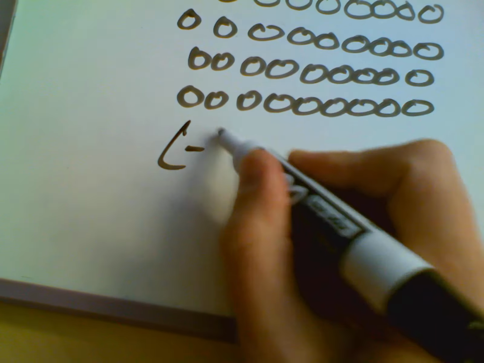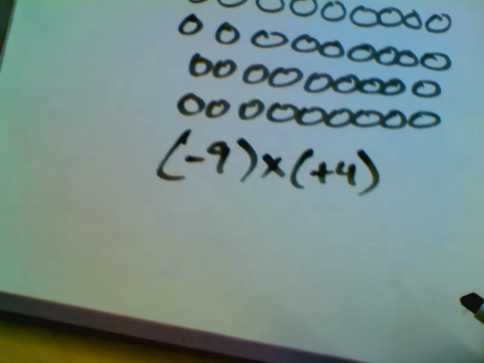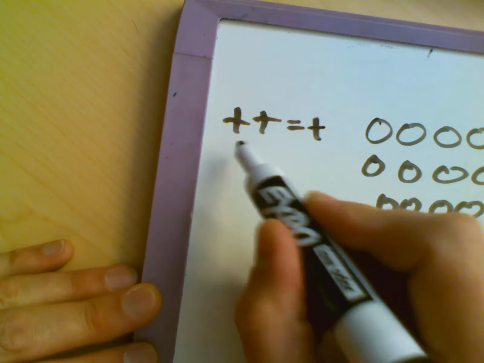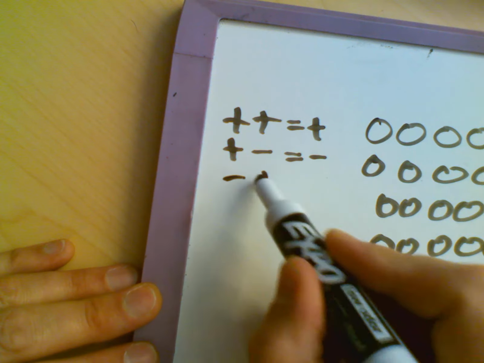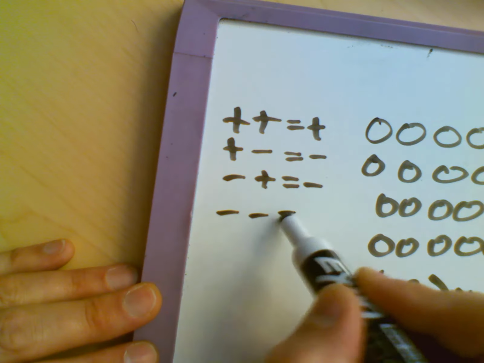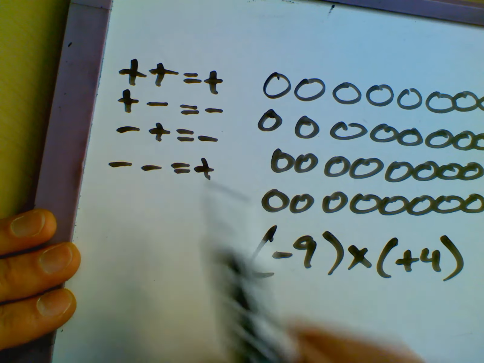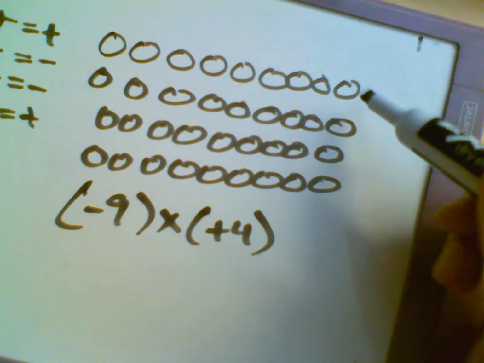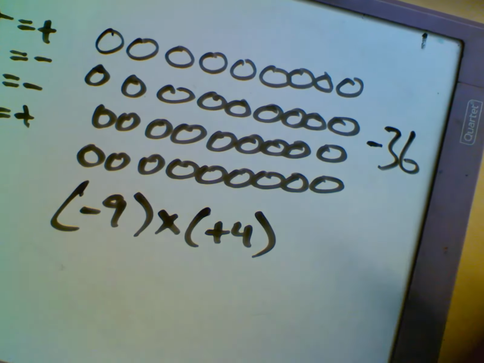Now if I do this symbolically, I have -9 times +4. One of the main rules that we always have to remember is a positive times a positive equals a positive. A positive times a negative equals a negative. A negative times a positive equals a negative. And a negative times a negative equals a positive. So here we have a negative times a positive, so it's going to equal a negative number, and sure enough, here we go. We've got -9, -18, -27, and there's a total of -36. And so that's the model we're using to show.